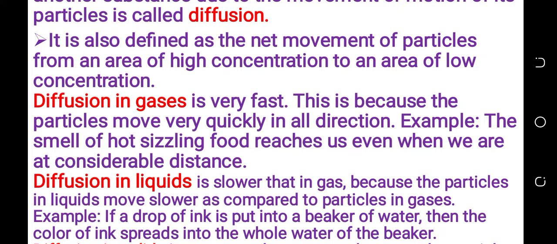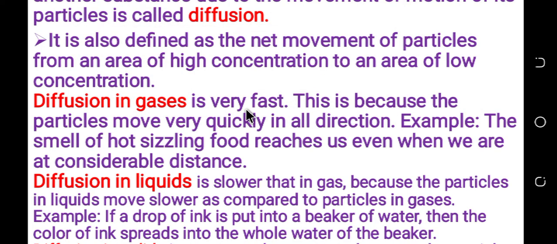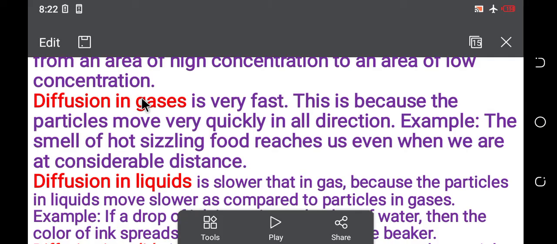Due to this, diffusion in gas is very fast. So as speed increases, diffusion rate also increases. Since gas has high speed, diffusion is high.